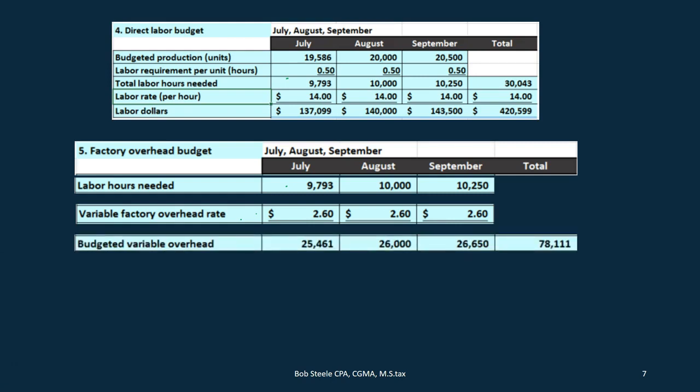That gives us the budgeted variable overhead. So the budgeted variable overhead, the 9,793 times 2.6, gives us the 25,461. The 10,000 times 2.6 gives us the 26,000, and so on.